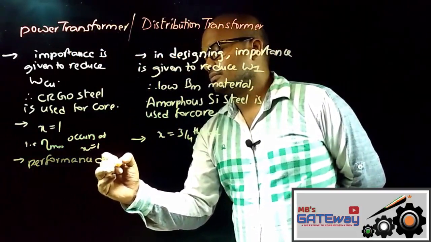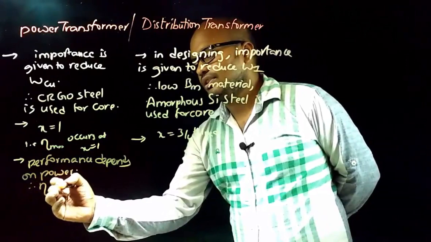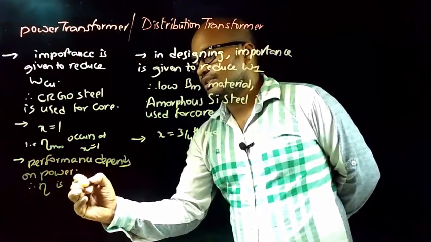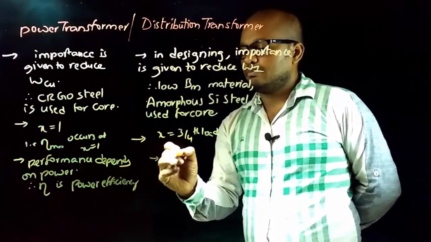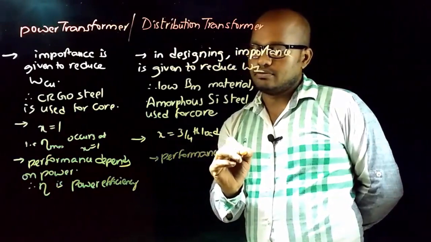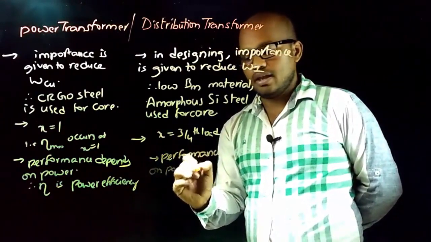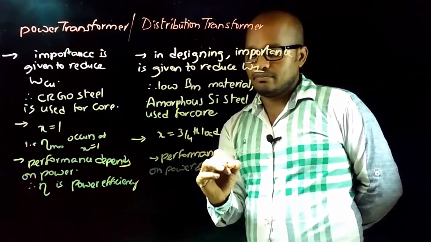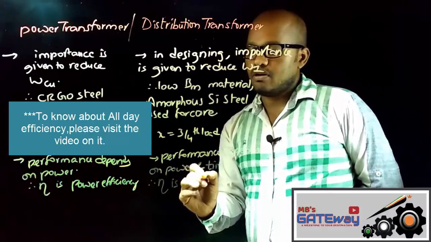Performance of power transformer depends on power. Therefore the efficiency here is power efficiency, whereas in case of distribution transformer, performance depends on power and time. Therefore, efficiency is all-day efficiency.